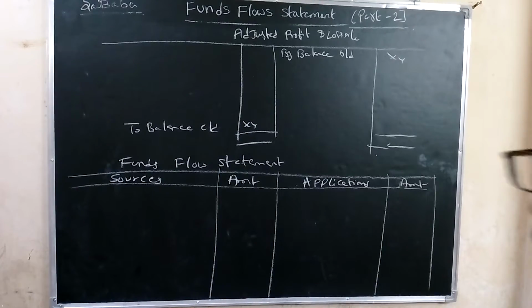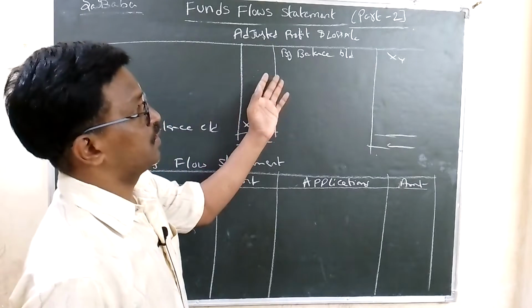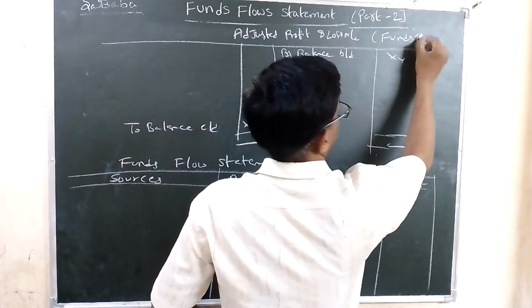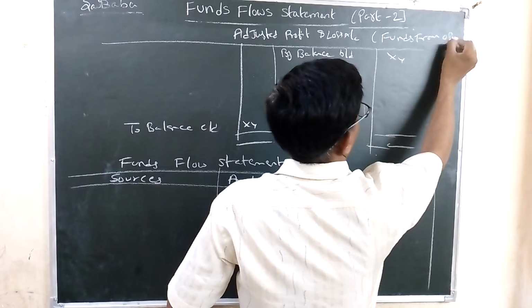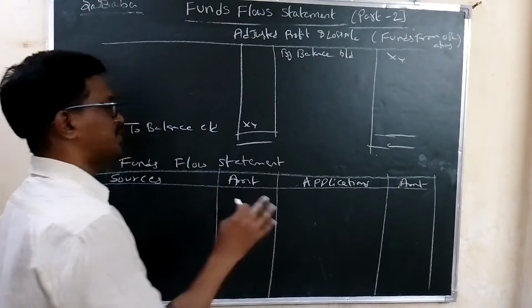Finally, we have the adjusted profit and loss account. It is also known as funds from operation. Okay. Next, the funds flow statement. Those two statements are the main ones.